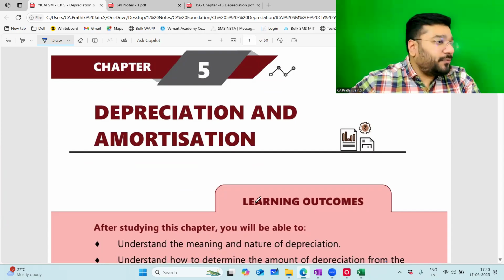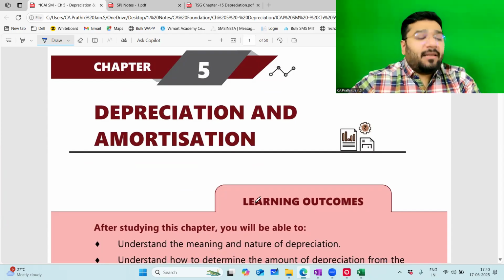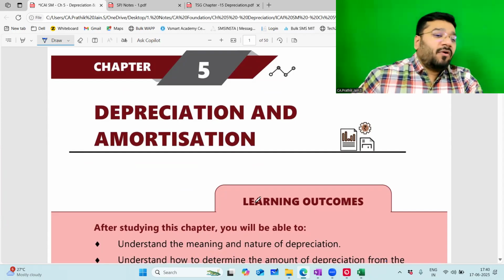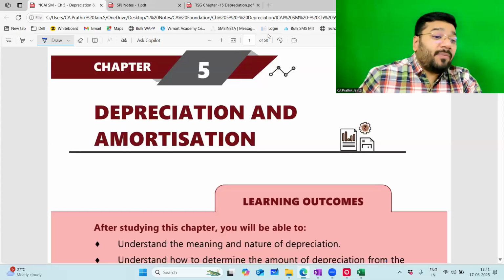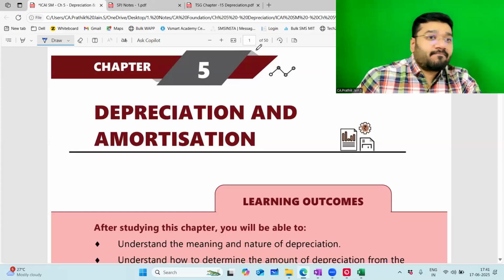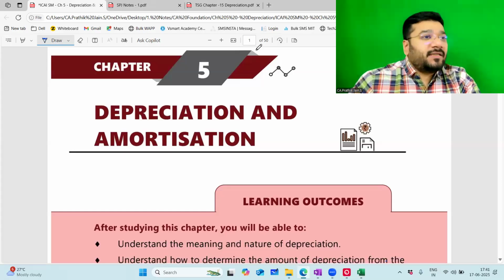I have a question to all of you. Please tell me, what are the 2 primary reasons for a business entity to prepare the final accounts? Or why are we doing accounting? What are the 2 primary reasons for doing accounting? One, to identify the financial performance of the business. Second is to identify the financial position of the business.